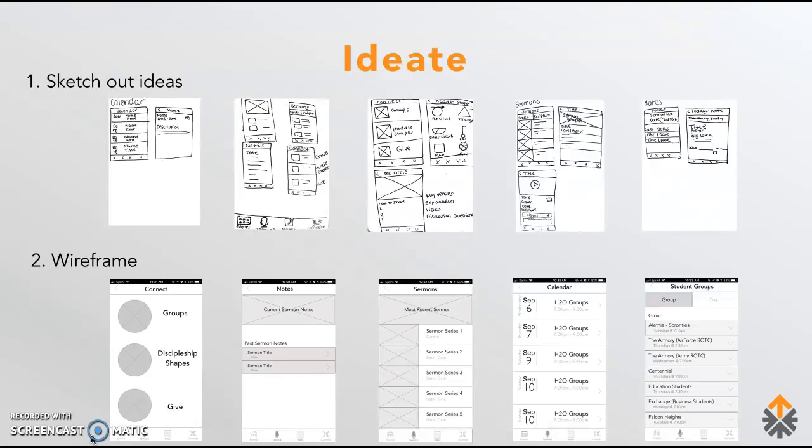Next, I had to ideate. So I sketched out a lot of ideas on paper first and wireframes and figured out what this could look like. I spent a lot of time in this problem space, and then I moved into Adobe Experience Design where I created these wireframes.